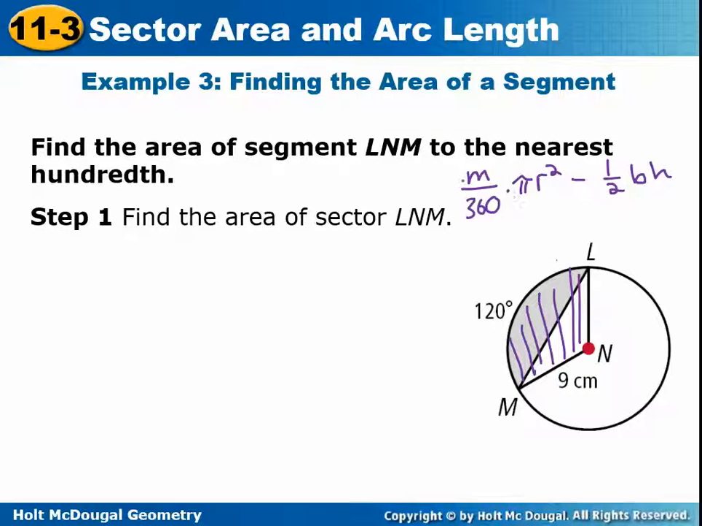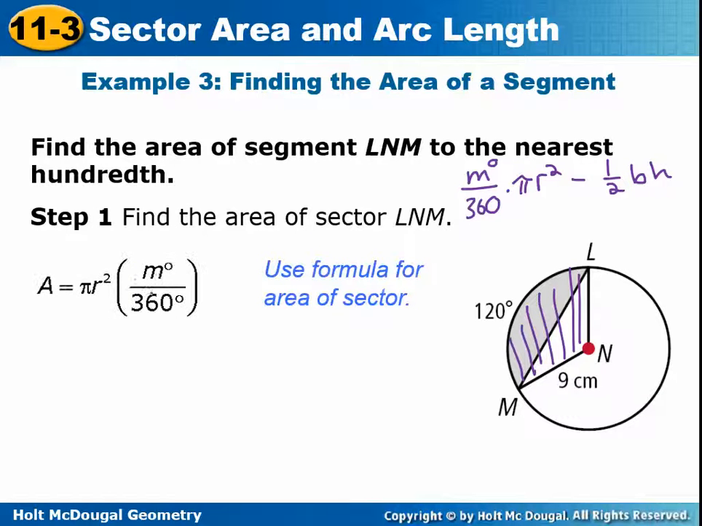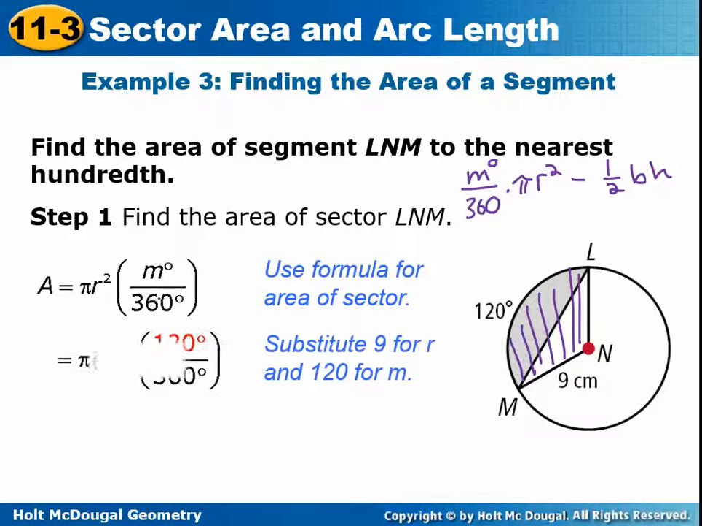So the 120 is the m. So we have 120 over 360 times pi times 9 squared. So this is all going to give us the area of the sector, 27 pi. Or you can multiply it together and find it.